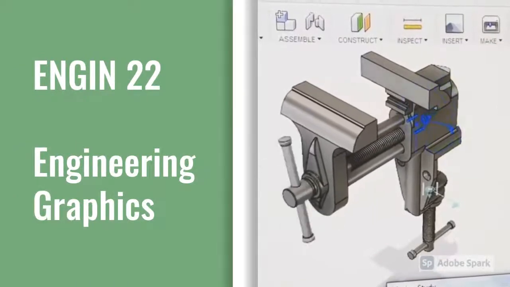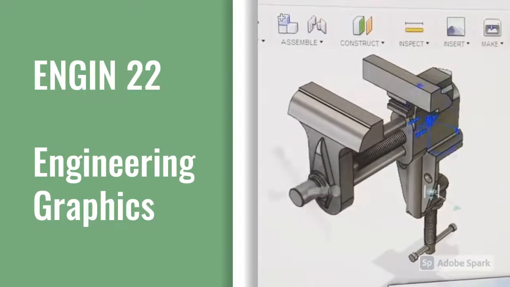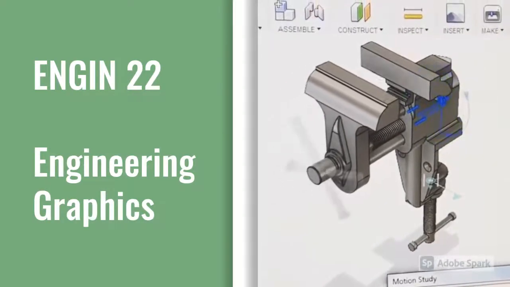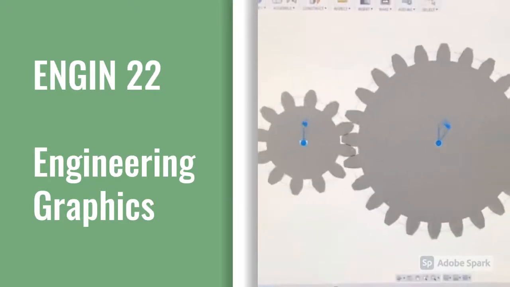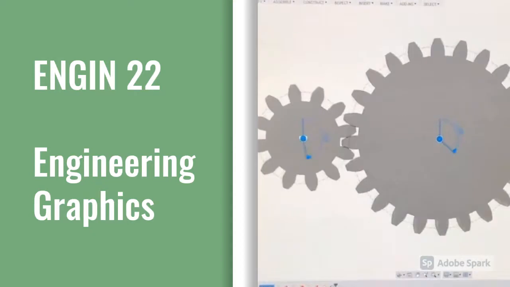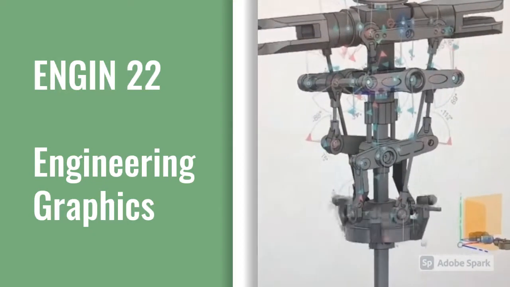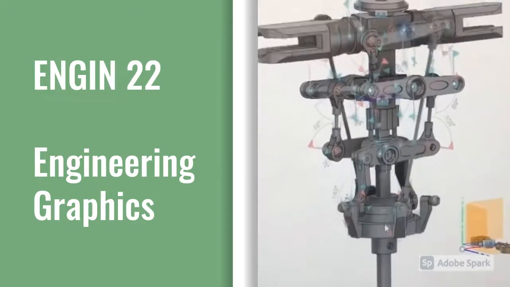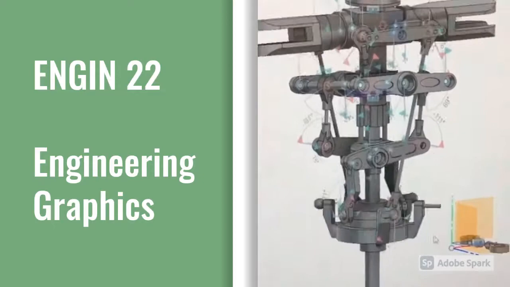In Engineering 22, Engineering Graphics, you will learn both how to hand draw your engineering designs, as well as how to create 3D models of your engineering designs on the computer using a software called Fusion 360. Students in this class will also have the opportunity to create physical prototypes of their designs using the laser cutters and 3D printers in the Laney College Fab Lab.